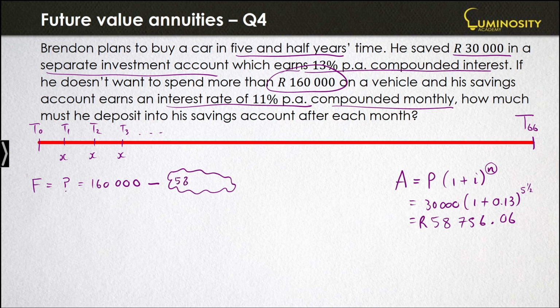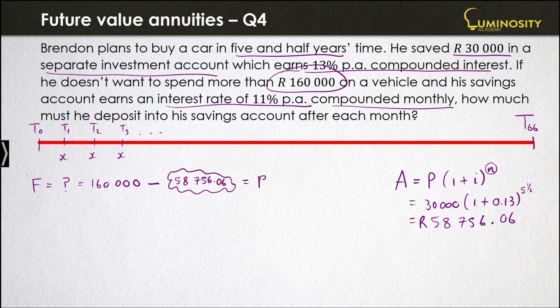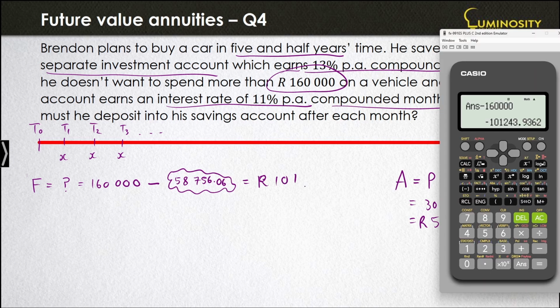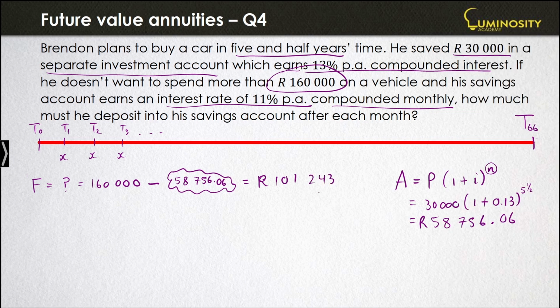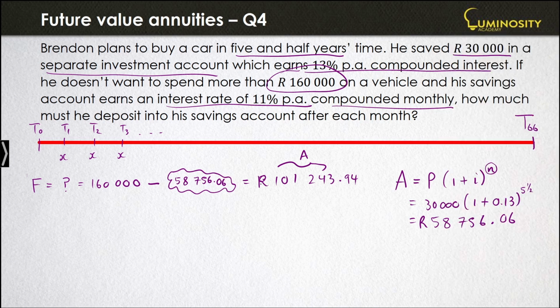We need to subtract that amount because that is what he's also going to use to pay off the car. So the future value he's actually saving for is this answer minus 160,000, but I'm going to take the positive value. It's 101,243 Rand and 94 cents. I'm not going to round off here. I'm going to store this answer into my calculator as A, making sure it's positive, then shift store A. Now if I click alpha A, I can see I get that value. So that's going to be the future value.